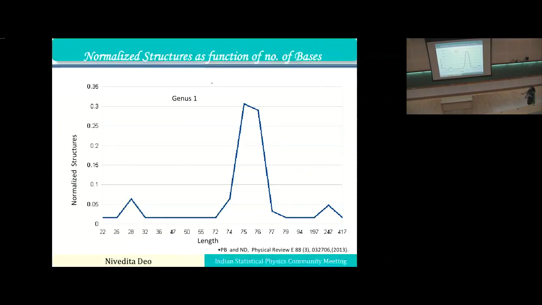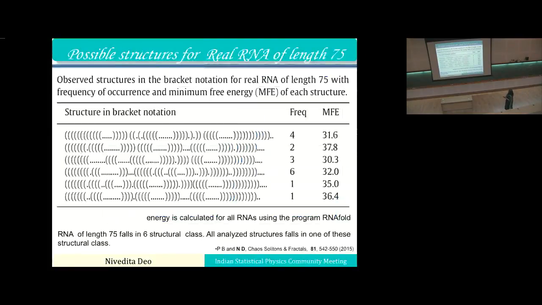Now, this is another result, which is that you're counting the number of normalized structures that you have in this database, and this is with length. Then you see a peak here with size 0.3 something, and at length about 75. Here, at a length of 75, we have represented the structures in this so-called bracket notation.